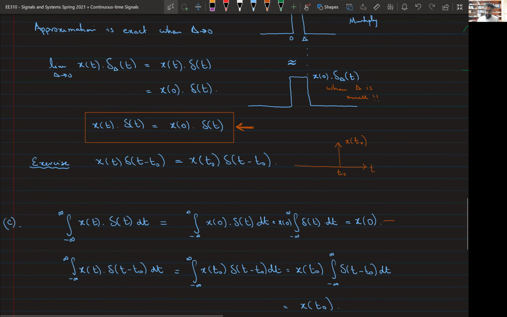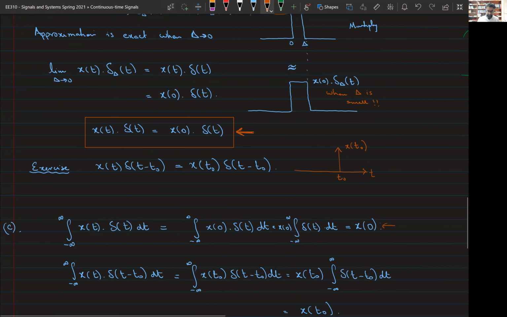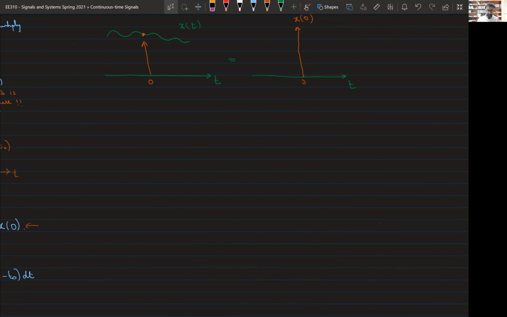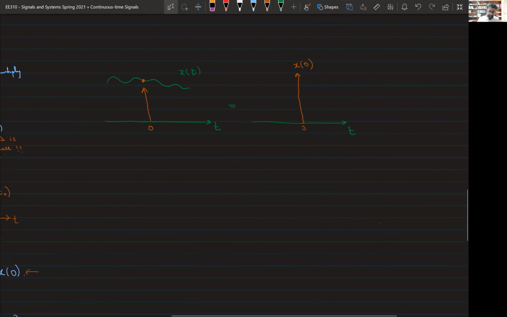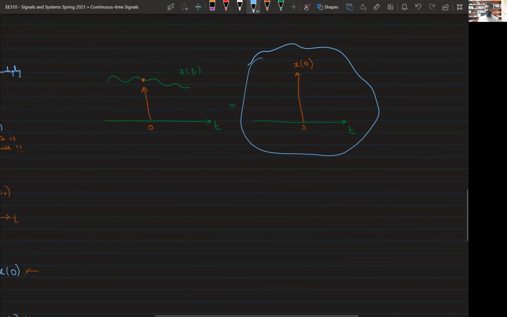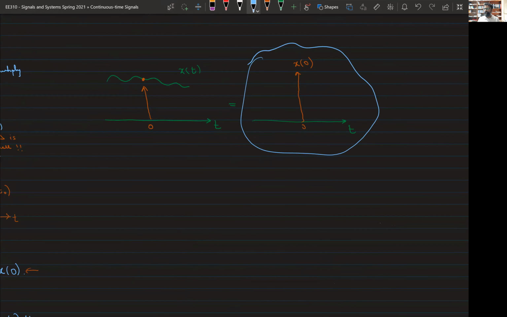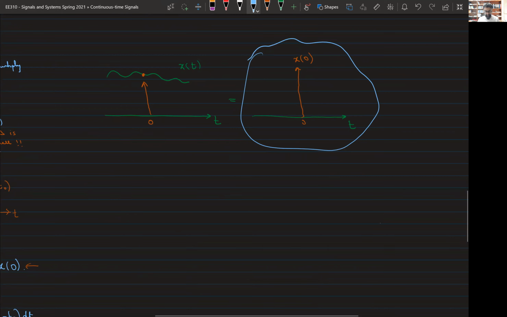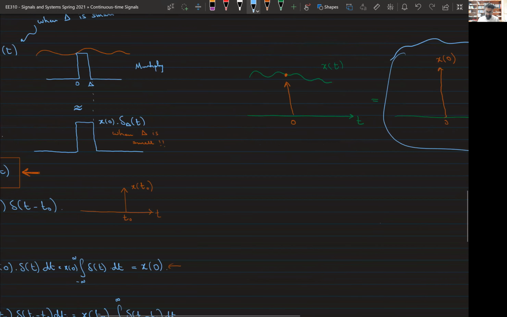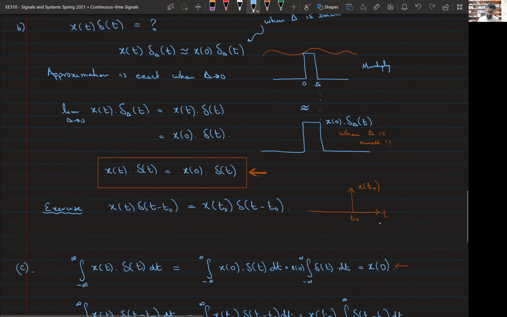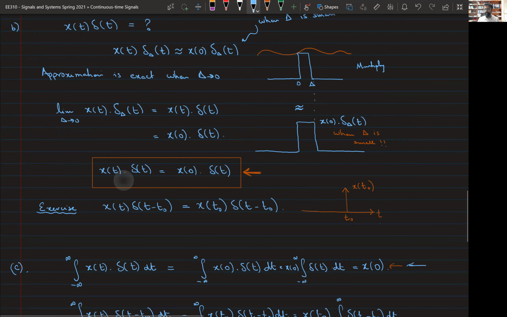So in other words, this impulse that I have, this signal that I have, if I integrate this from minus infinity to plus infinity, what am I going to get? I am going to get the area under this curve, and the area under the curve is just simply equal to x of 0. And that's exactly what is depicted in this equation here. That's what we found out from last time.